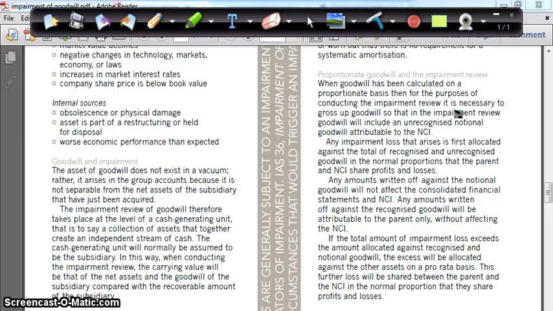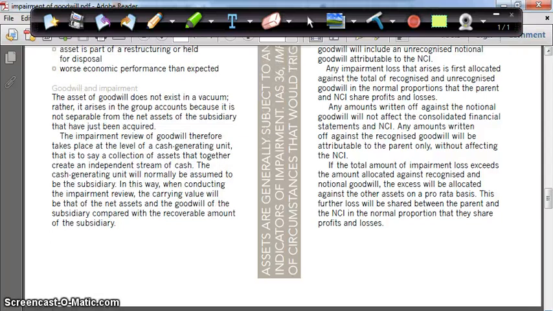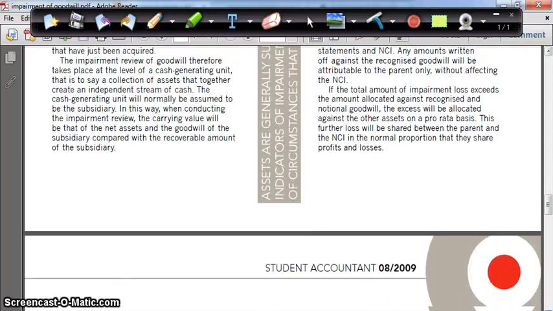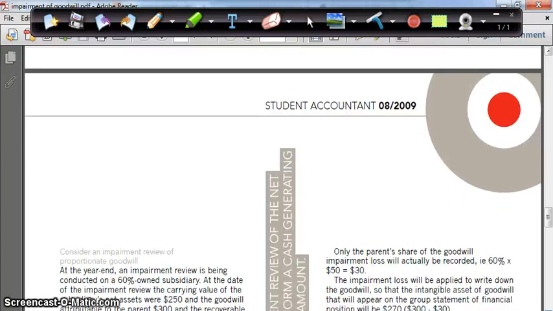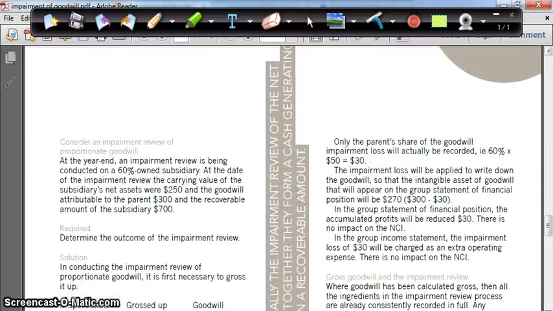So whenever there is an impairment review, we need to gross up the goodwill in order to ensure that we are comparing this cash generating unit as a whole, because as we were discussing earlier, we've only actually calculated the goodwill that's applicable to the parent. So we need to gross this up. For the full goodwill method, we don't need to do this grossing up because we have the full goodwill that is attributable both to the parent and also to the non-controlling interest. So this step isn't actually needed.